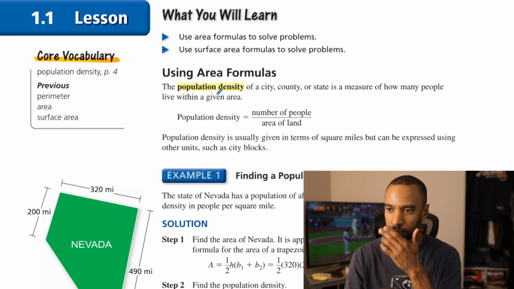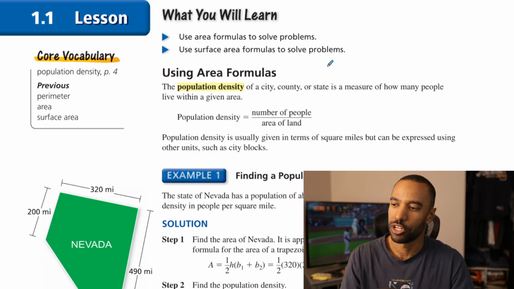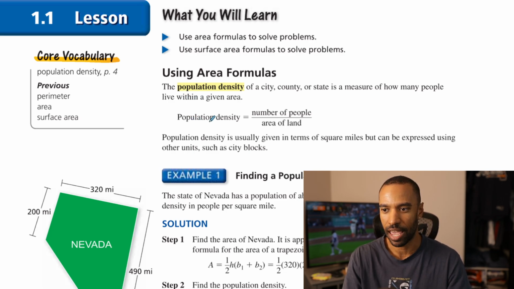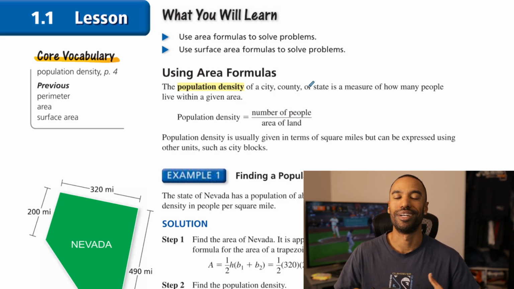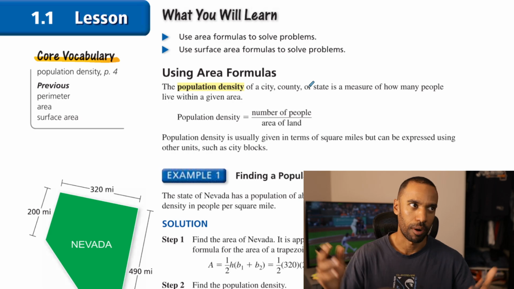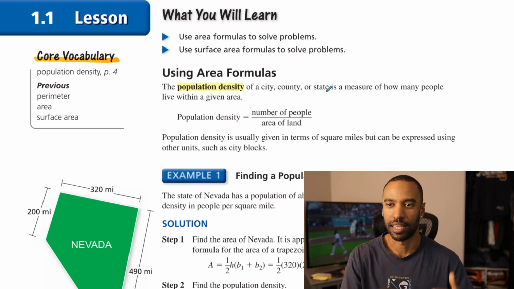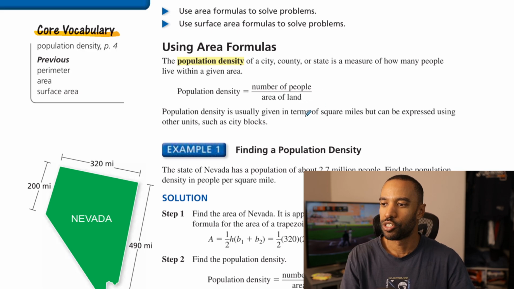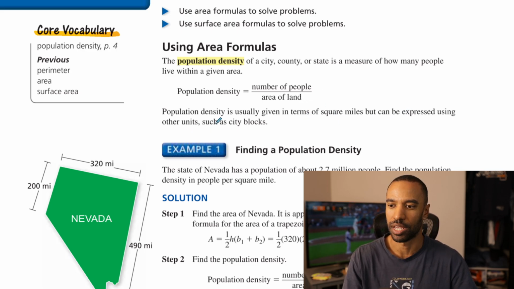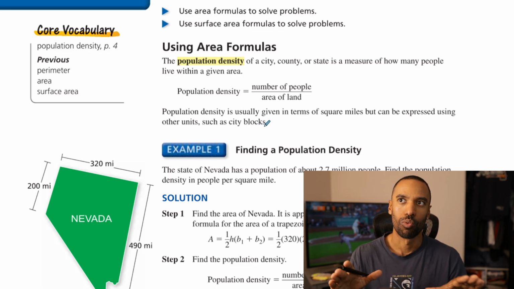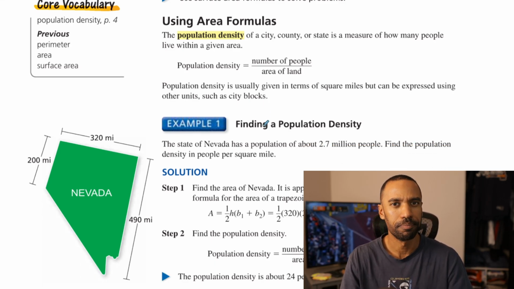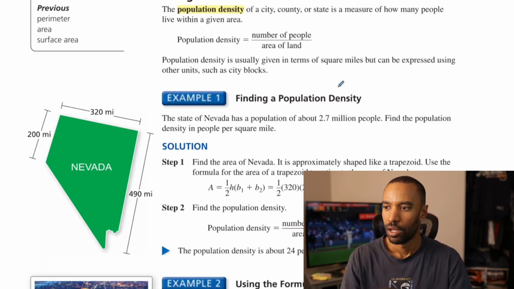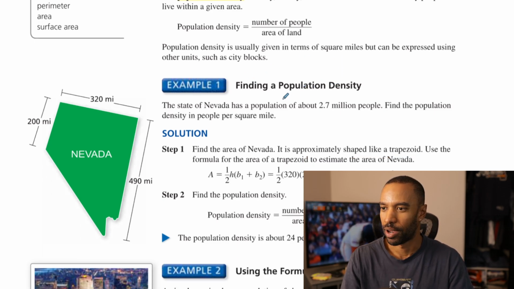All right, population density of a city, country, or state is the measure of how many people live within a given area. So it's number of people divided by area of land. So if a population is more dense, that means there are more people per square mile, per square whatever it is, right? They pack themselves in more. It's usually given in terms of square miles, but can be expressed using other units such as city blocks. Okay, so assuming the city blocks are regular, 400 people per city block, something like that. Assuming it's kind of a uniform value, I think that makes sense. Probably square kilometers in other areas of the world, though, right?